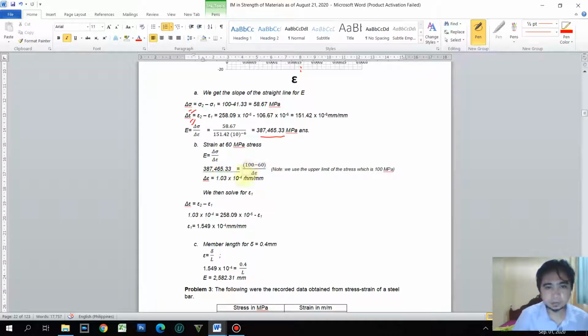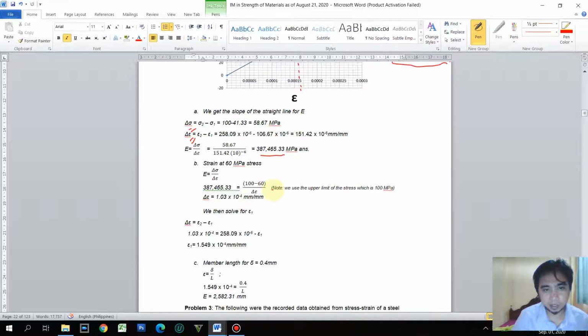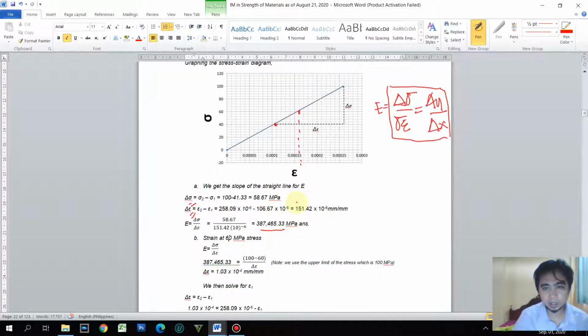What is delta strain? Actually, the one used here is 100, or the higher value. But you can also use any of these, as long as it is adjacent to that point. So here we are at 60, this is the 40 and this is the 100. So in this solution, it used the 100, the higher point, and utilizes this triangle.